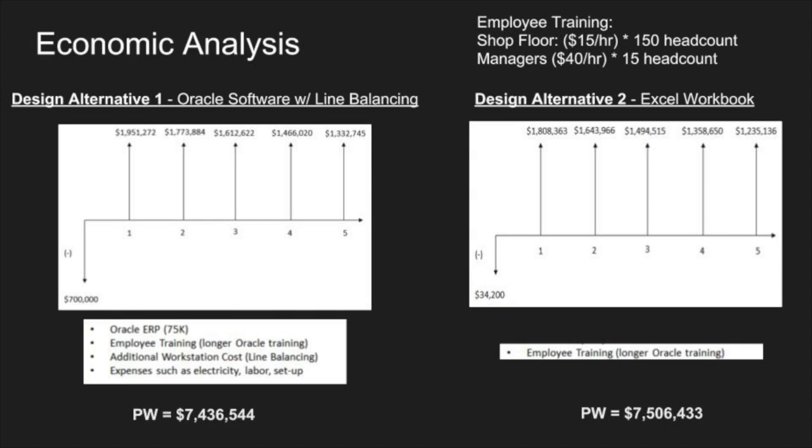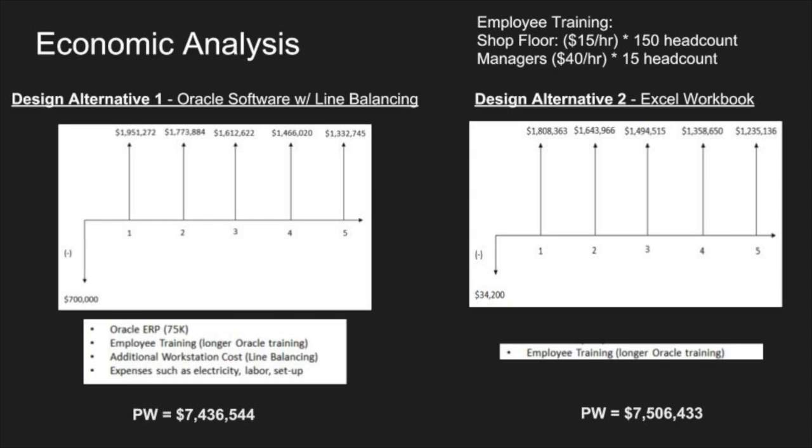Here is the economic impact of the two design alternatives. To start, I used the simulation results multiplied by the price of each unit to get the yearly revenue. Second, I used the online resource Glassdoor to approximate employee wages. Lastly, I used the present worth formula for the two design alternatives.